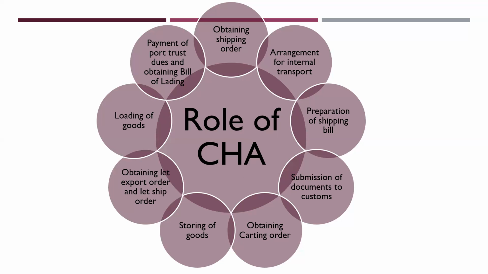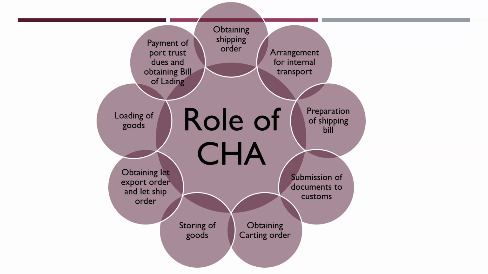Further, the third point is preparation of shipping bill. That is, the CHA prepares the shipping bill in 5 copies. The shipping bill is an important document required for custom clearance. The shipping bill is prepared on the basis of the other documents provided to him by the exporter, such as commercial invoice, packing list, and many more. Submission of documents to the custom. The CHA submits the relevant documents to the custom house for the purpose of verification. The documents include required number of copies, such as commercial invoice, shipping bill, packing list, GR form, and many more.